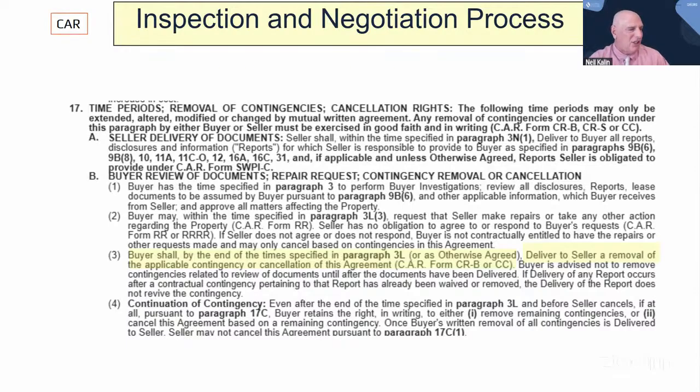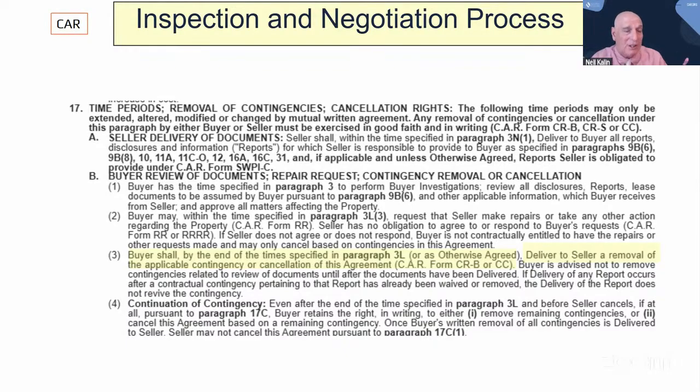And again, this is just what we talked about before, which is by the end of the time specified, something needs to happen. Either the buyer is going to remove their contingencies, or the seller is going to give a buyer a notice to take action, or the seller would have the right to cancel. And you see there in 17B4, if nothing happens, then nothing happens. There is no automatic decision.